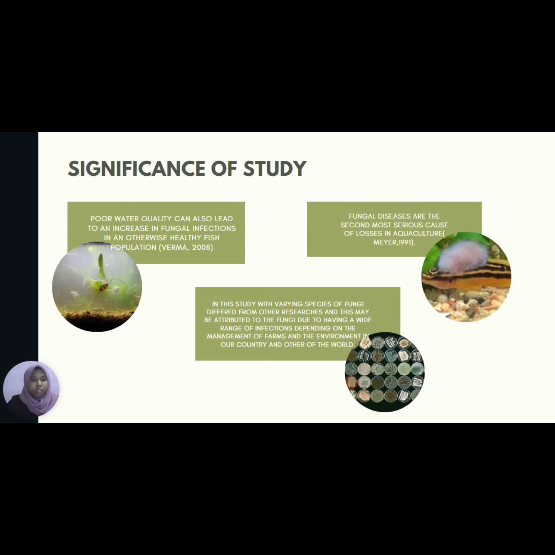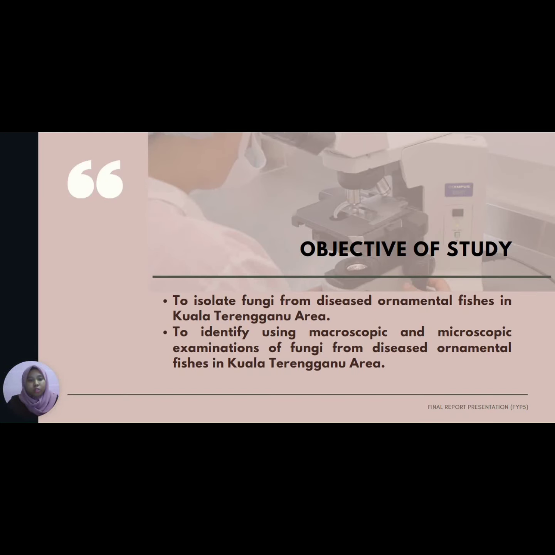For the significance of study, poor water quality can also lead to an increased fungal infection, with a wide range of infection depending on the management of the farm itself. The objective of the study is to isolate fungi from diseased ornamental fishes and to identify them using macroscopic and microscopic methods in fishes in Kuala Terengganu area.